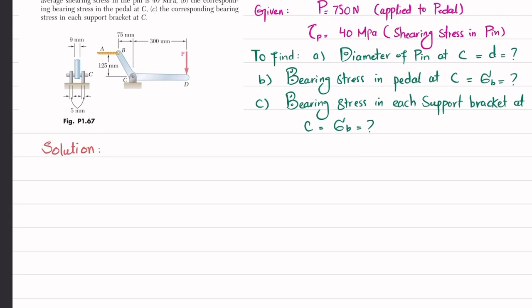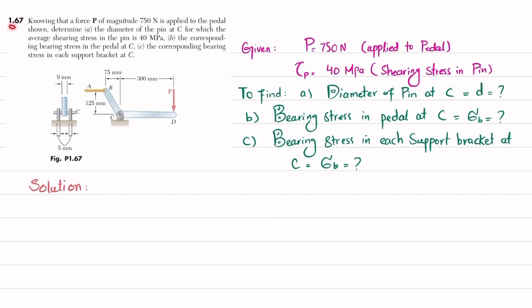Welcome back. Problem 1.67. So the statement is, knowing the force P of magnitude 750 Newton is applied to the pedal as shown, determine the diameter of the pin at C for which the average shear stress in the pin is 40 megapascal. B part is the corresponding bearing stress in pedal C and the corresponding bearing stress in each bracket. So you can see this is a pedal where a force P is applied. The P is 750 Newton.